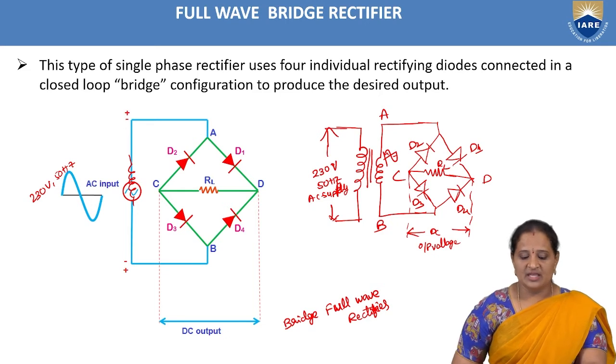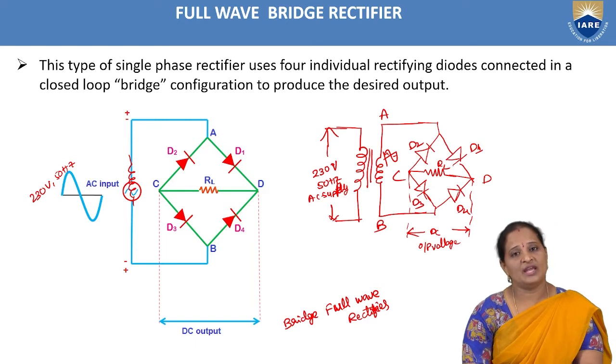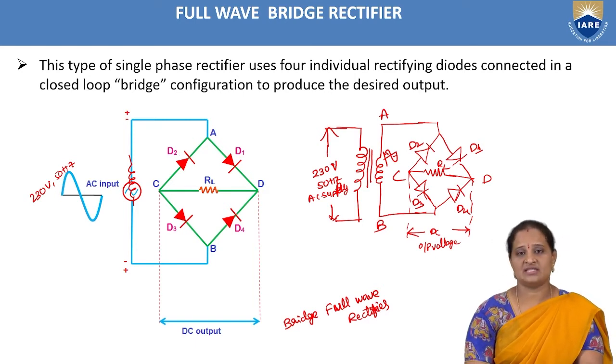So now let us see the operation of this one. What happens during the positive half cycle and what happens during the negative half cycle, and how the bridge rectifier rectifies both the positive as well as negative half cycle of input AC supply.